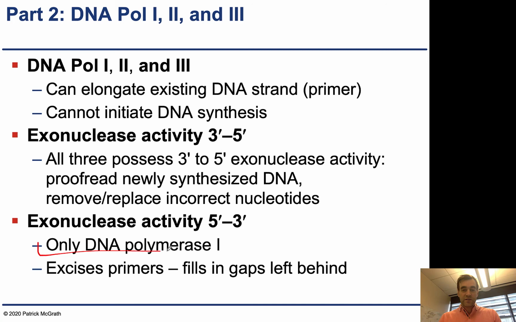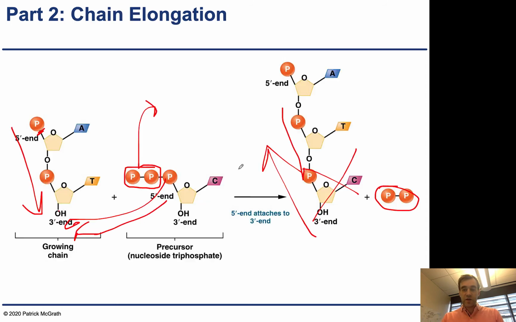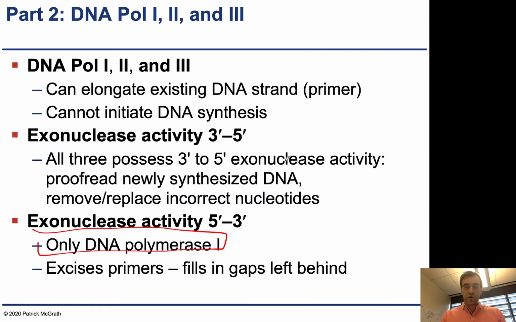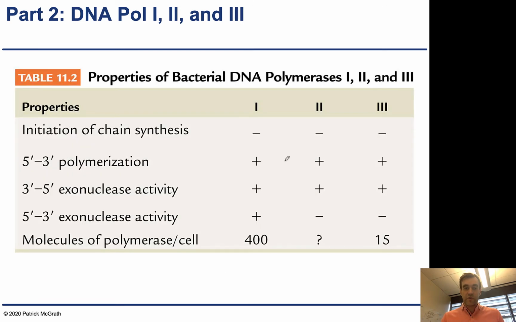And then one of these polymerases, DNA polymerase I, has 5' to 3' exonuclease activity as well. That means it's able to start from this direction and then cleave off nucleotides as it so desires going this direction. This is probably very confusing at this point, but it'll hopefully all come together as we go over the whole process of DNA replication.